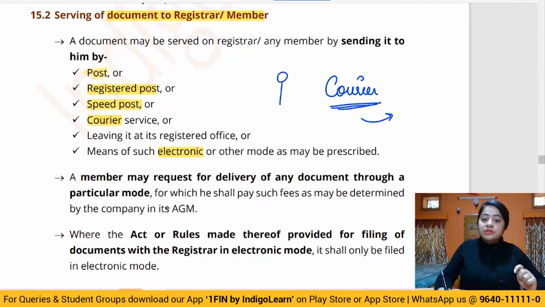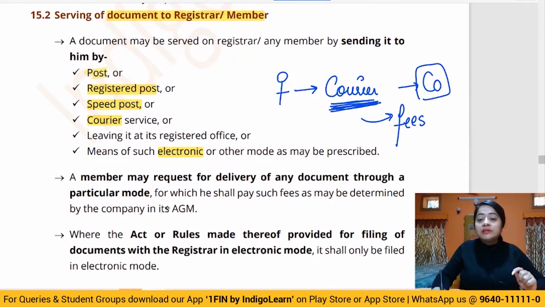Now, if a specific person has told that the notice should be sent by a specific mode, and they have also given the fees or extra charges to the company, then it is the duty of the company to ensure that they deliver using that mode only and not any other mode. Okay, if the company fails to deliver with that mode, then the company is going to be at fault. So that means in section number 20, any specific member or person can also request the company to send the notice using a particular mode. As long as they are paying the fees, the company's duty is to deliver using that mode only.